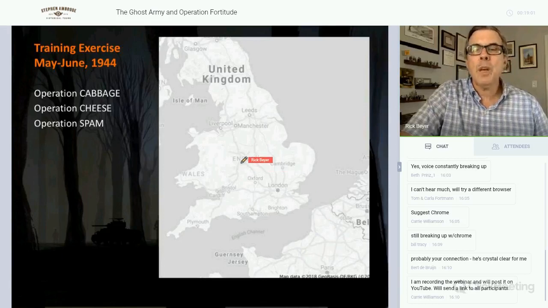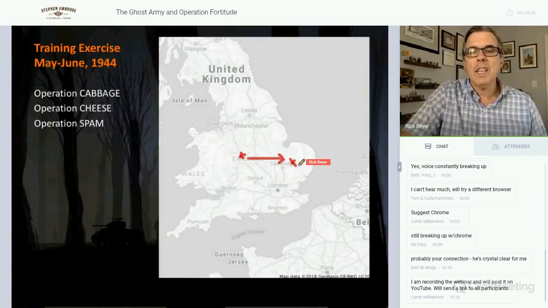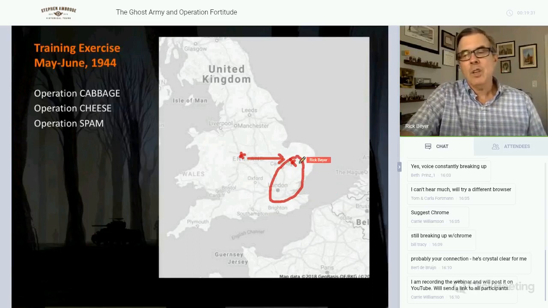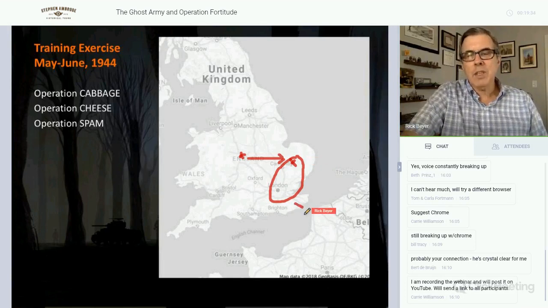Now, the Ghost Army at this point is bivouacked about here at Walton Hall, which we visit on the Ghost Army tour, and we'll be there in a couple of months. But the training exercise they do is way over here in Thetford. So why do they travel practically across England to do this training exercise in Thetford? Well, Thetford is in the build-up area where we're trying to convince the Germans that troops are gathering for this invasion across the channel at Pas de Calais.